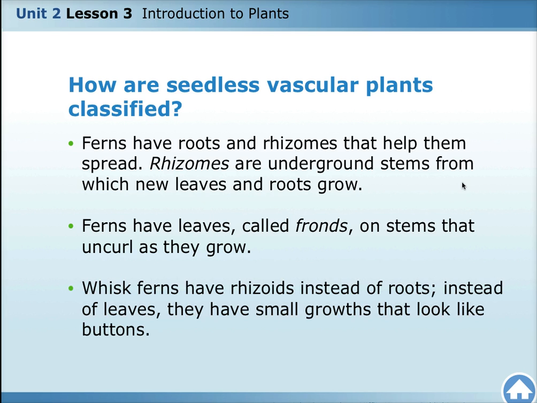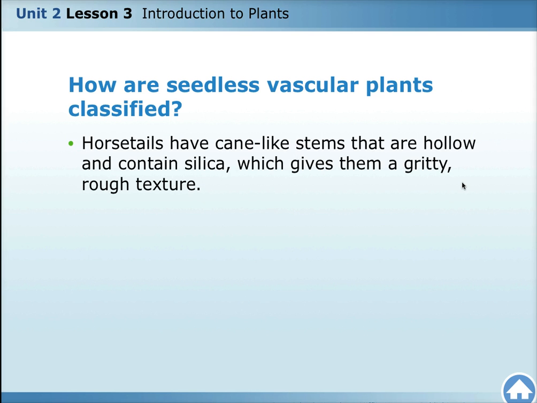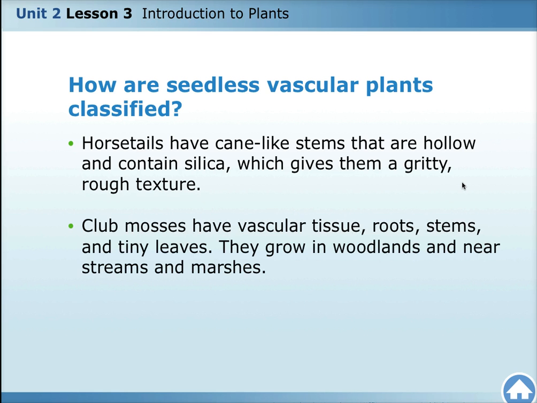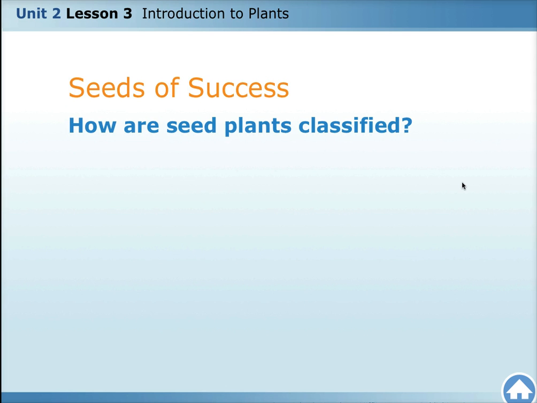Whisk ferns have rhizoids instead of roots. Instead of leaves, they have small growths that look like buttons. Horsetails have cane-like stems that are hollow and contain silica, which gives them a gritty, rough texture. Club mosses have vascular tissue, roots, stems, and tiny leaves. They grow in woodlands and near streams and marshes.